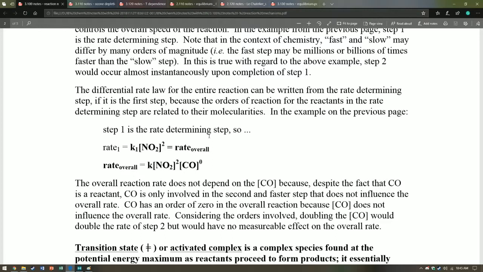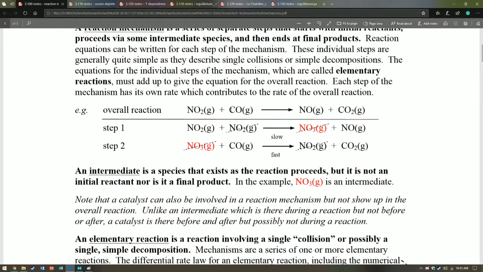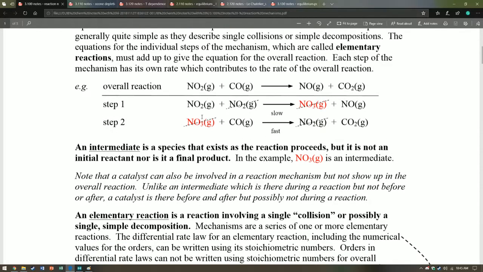The differential rate law for the entire reaction can be written generally if the rate determining step is the first step. When you write your differential rate laws, you can just ignore the other steps here. So here, for example, we can ignore this fast step, and therefore the rate law for the reaction is just rate equals k times [NO2] squared. Since we can assume this step just doesn't happen, it doesn't contribute anything to the rate.